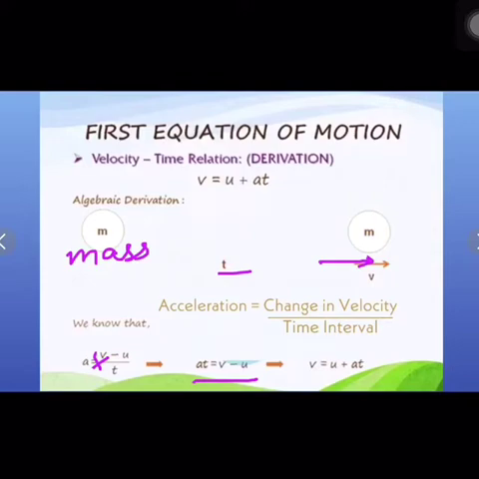Now bring this u to the left hand side, and when you take this u to the left hand side, you will get your first equation of motion, v = u + at. So this is one of the simplest equations of motion to derive. I hope it is clear to you all.